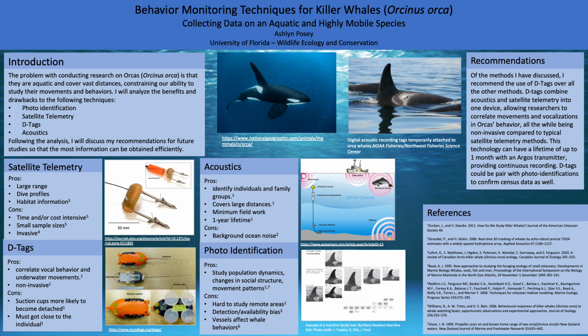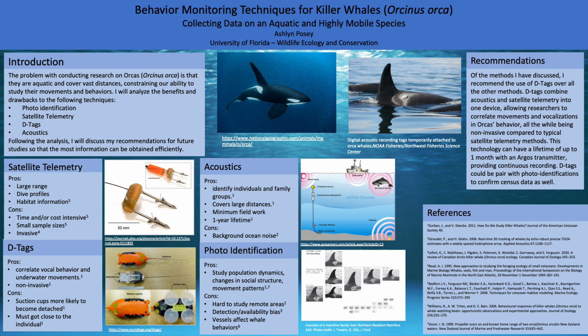Let's start with photo identification. Variability in natural markings, such as the shape of the dorsal fin, pigmentations of the saddle patch, and scars on the dorsal fin, allow researchers to identify individual killer whales when they surface. Photo identification can be used in mark recapture models and is a good method for individual-based monitoring.